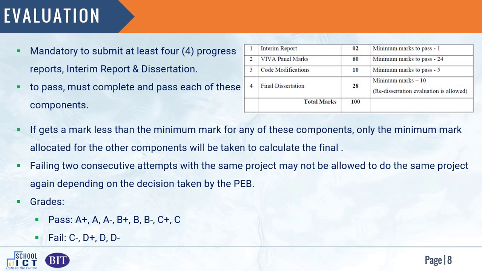Here are some key criteria. You must pass all components to pass the project. And submitting at least 4 progress reports, interim report and dissertation is mandatory. The minimum passing grade is C.